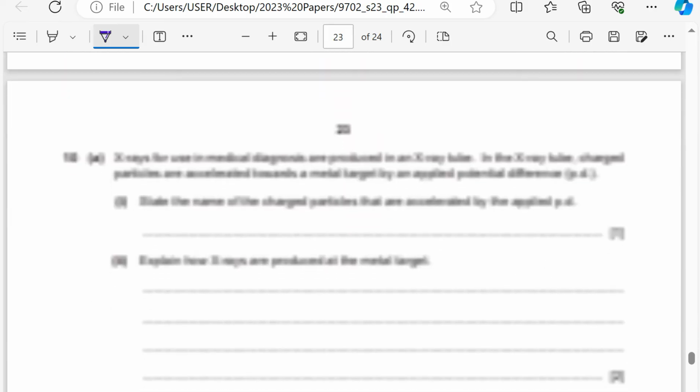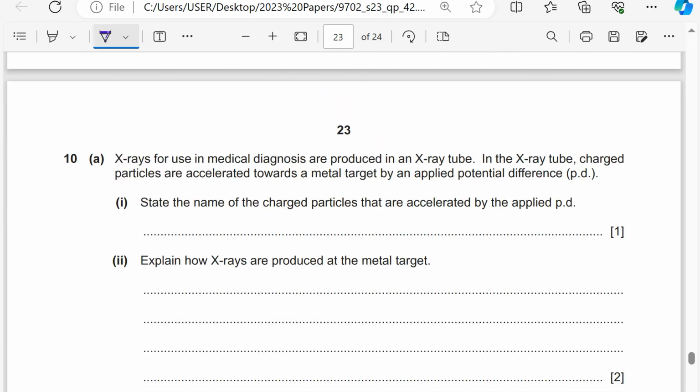And final question. This is medical physics. State the name of the charged particles that are accelerated by the applied PD. Of course, these are electrons. X-rays are used in medical diagnosis, and they are produced in an X-ray tube. In the X-ray tube, charged particles are accelerated towards the metal target. These charged particles are electrons.